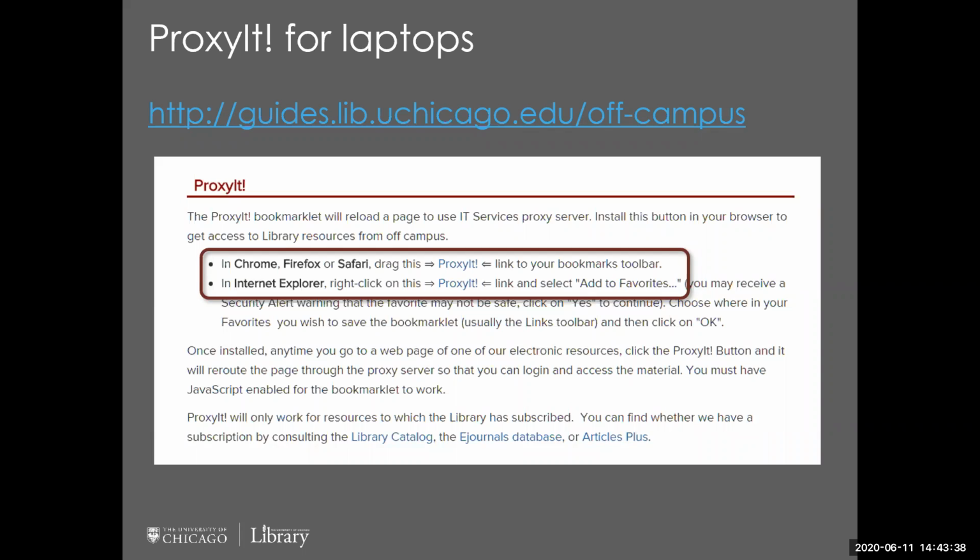To set up ProxyIt for your laptop, you can go to guides.lib.uchicago.edu/offcampus and go to the ProxyIt section. There is a bookmark link saved on the page, and all you have to do is drag the link to your bookmarks bar and you are all set. Let me quickly do a demonstration of this for you.